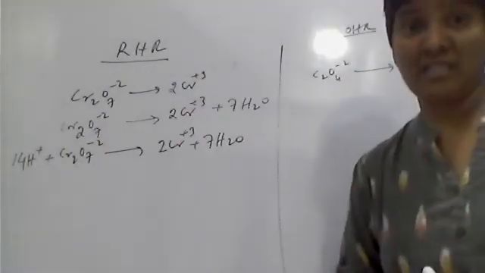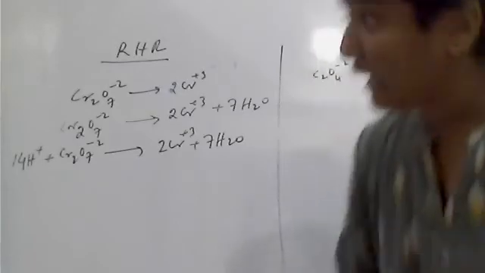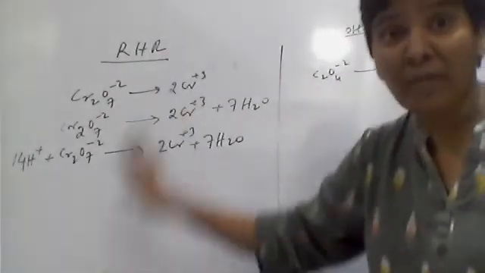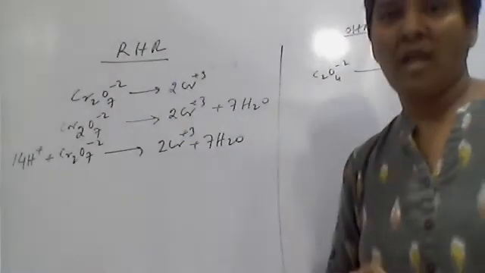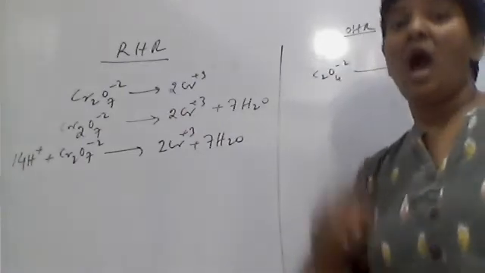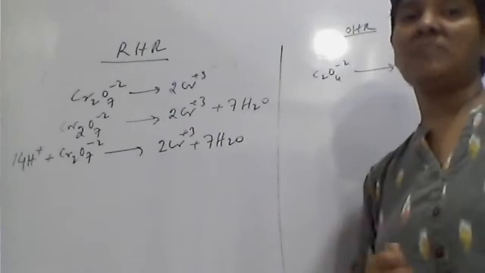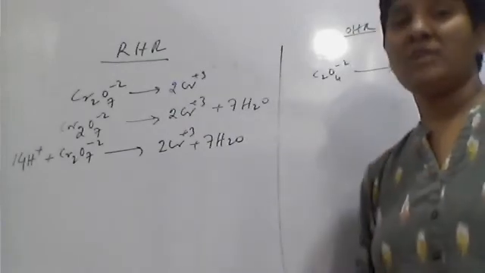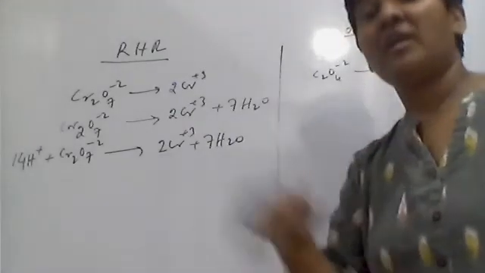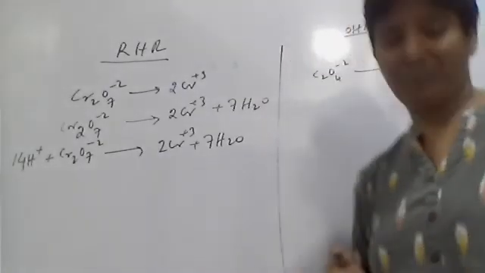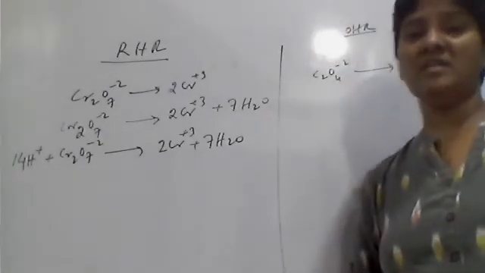Now, what is to be balanced? In the half reaction method, in ionic form, we have to balance the charge by adding electrons. In the morning class, I told you where to add the electron. The charge is balanced by adding electrons. So how do you add electrons? Wherever the positive charge is more.